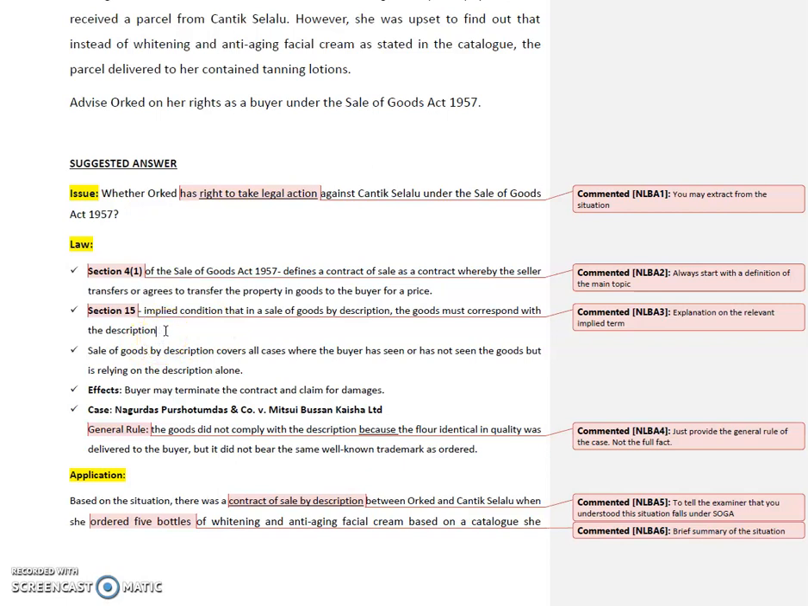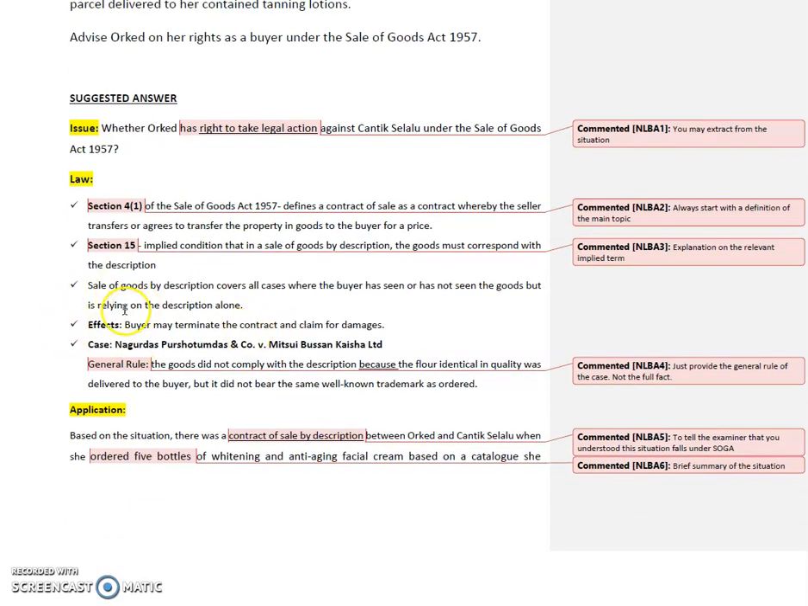Okay, but you may refer to the implied terms from section 14 to section 17 in Sale of Goods Act 1957. Okay, next your explanation. Sale of goods by description covers all cases where the buyer has seen or has not seen the goods but is relying on the description alone. So it doesn't matter if you dah sempat tengok goods tu, okay, ataupun you belum tengok.